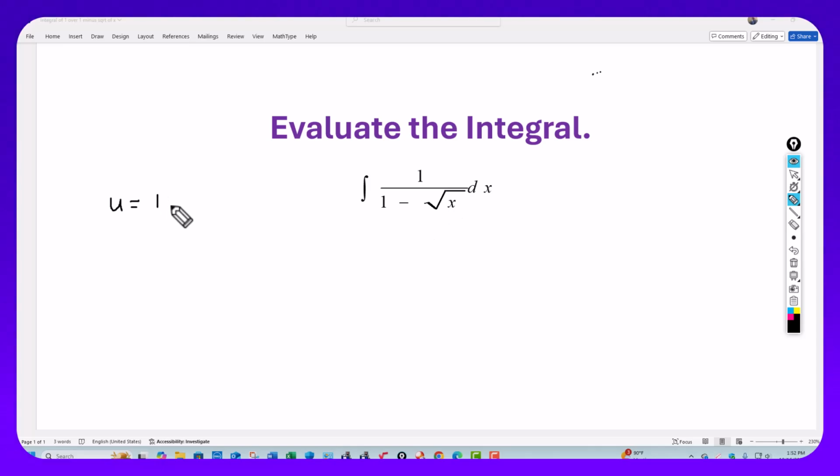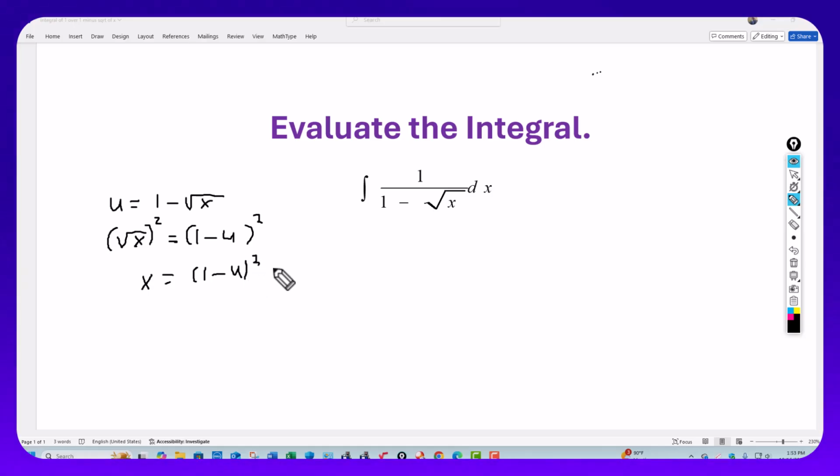I like to take as much of the quantity as possible here, so I'm going to pick u to be the entire denominator, 1 minus the square root of x. And then I don't really like this radical here, so I'm going to isolate it, take it to the left side, bring the u over, and square both sides. This will be an x. The radical's gone after I square both sides, so I get x is equal to 1 minus u, quantity squared.